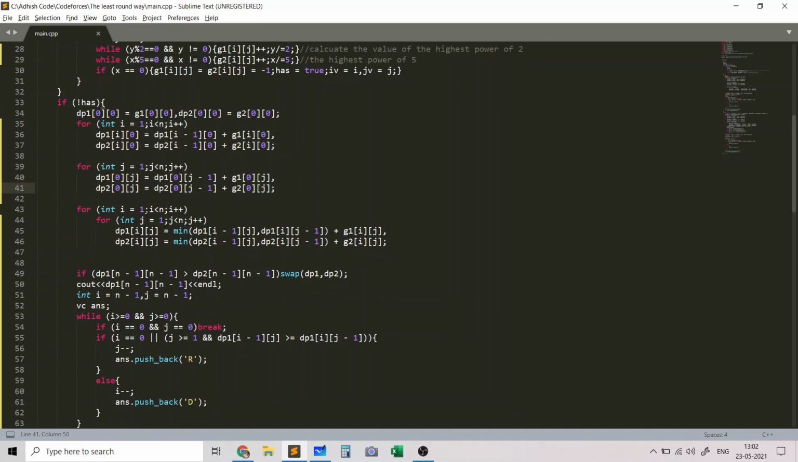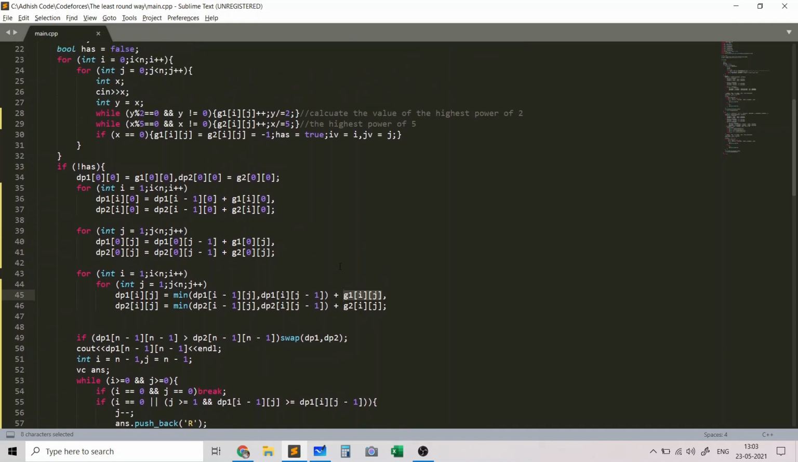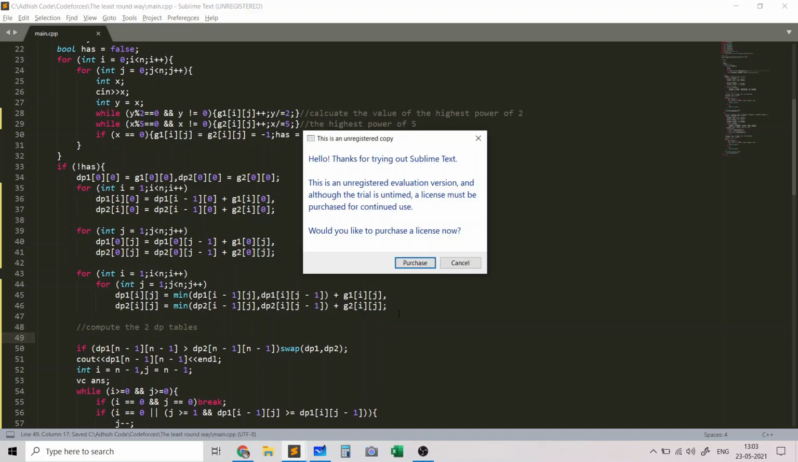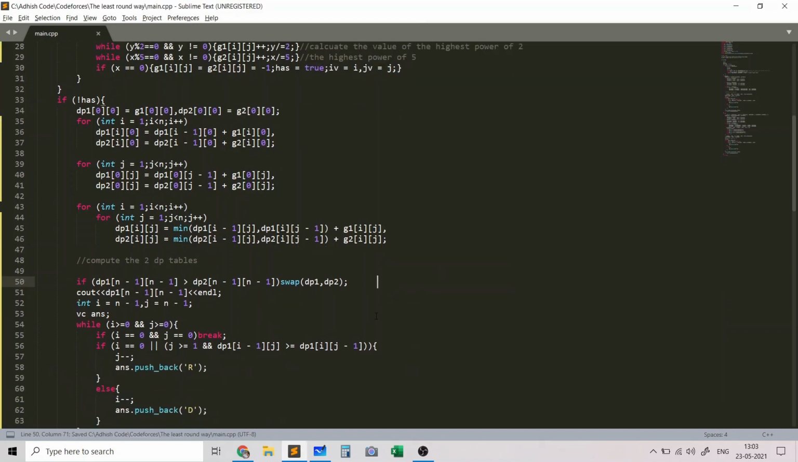Now the main part is the recursive case. In the recursion we have dp1 ij is the minimum of dp1 i-1 j and dp1 i j-1. These are the two places from which the path could have come, and we add that to g1 ij, and similarly we compute the value of dp2 of ij. Now we have computed the dp table, and we would then print out the output.